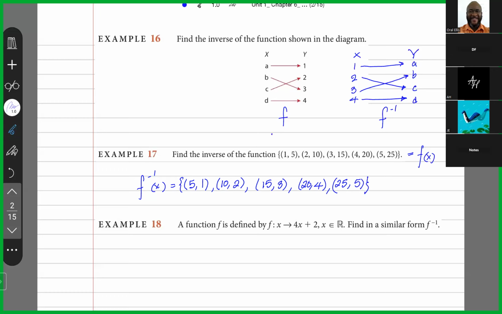So if f represented as a set of ordered pairs is a bijective function and you interchange the x and y coordinates in the ordered pairs, that is, you interchange the domain and the range elements, the resulting function is the inverse of the original function. Example 18.